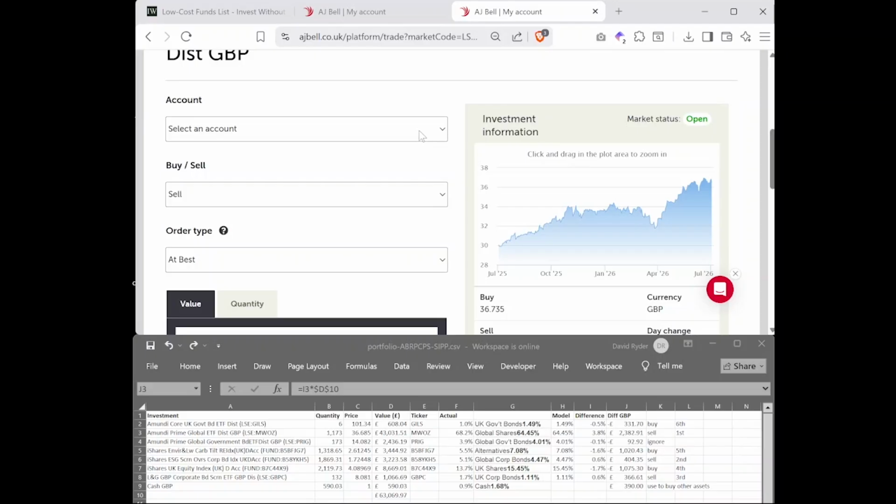I'm going to select mine, and I want to sell, and I will indeed be going with at best and not limit. Limit means you name the highest or lowest price at which you are prepared to buy or sell respectively. I'm going to go with what's the best available at the market. I'm perfectly happy with that. It keeps things simple, and because I don't buy and sell very often, it doesn't really make a lot of difference to me. So I will select the account, and then we will come down to value.